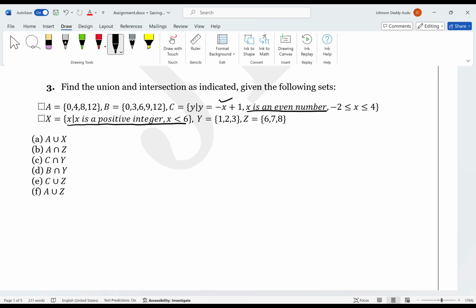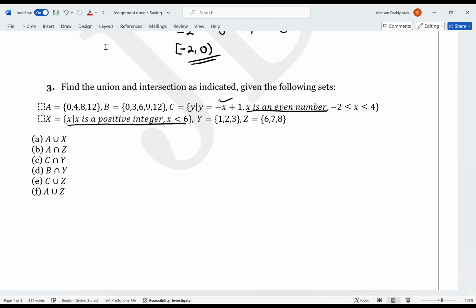To 4. So what are the even numbers here? So X is going to be what? So it means that X is -2, 0, 2, and what? And 4. These are the values of X. But C is not just X, C is Y. So it means the C itself is going to be what? You take X, you multiply X by minus, then you add 1.